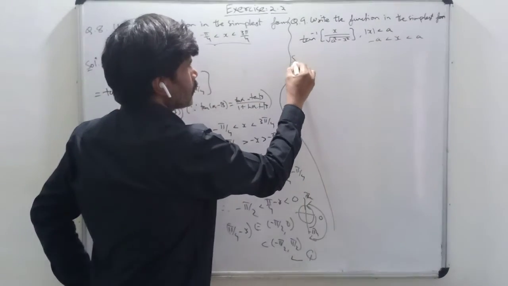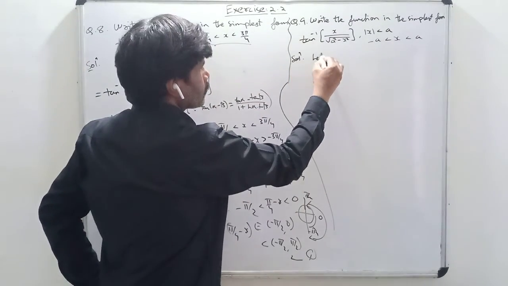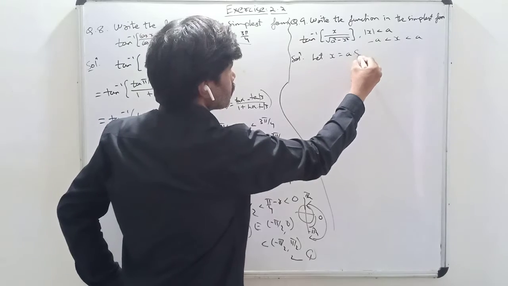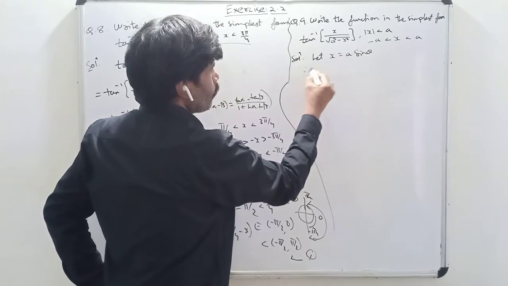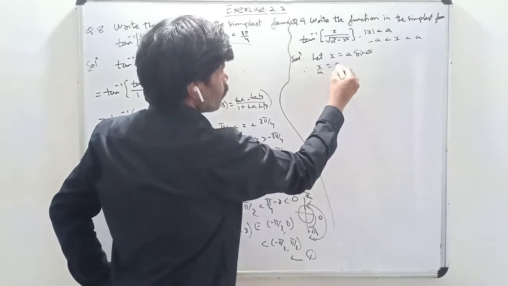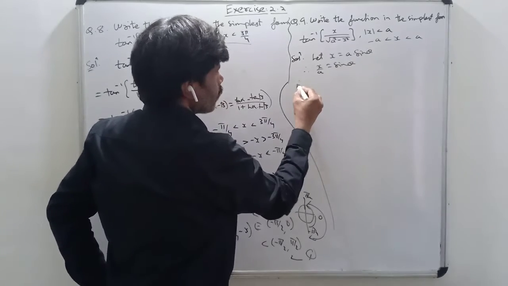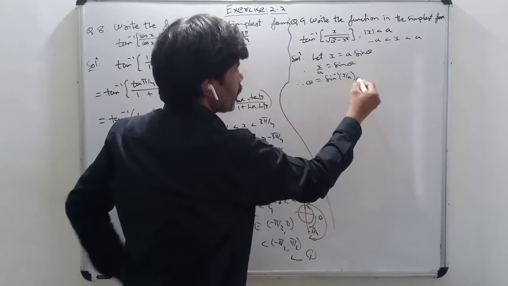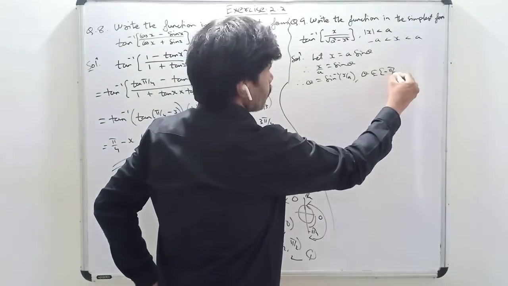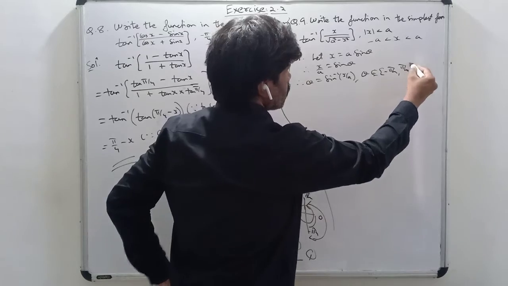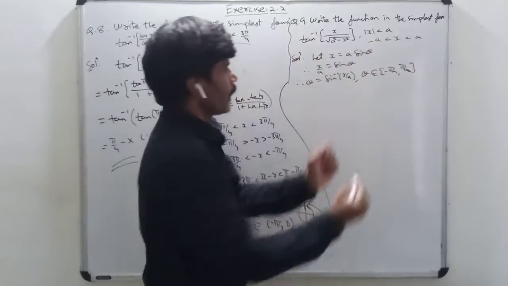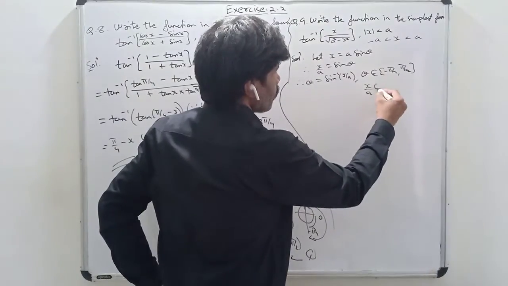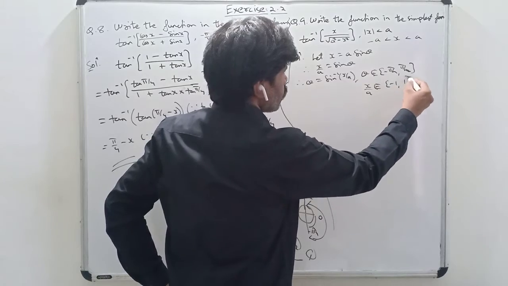Okay, so I'll assume let x is equal to a sin theta. So therefore x by a is equal to what? Sin theta. Therefore theta is equal to what? Sin inverse of x by a. Under this condition, theta should belong to the closed interval minus pi by 2 to pi by 2, which is nothing but the domain of the sine function, and x by a belongs to the closed interval minus 1 to 1.